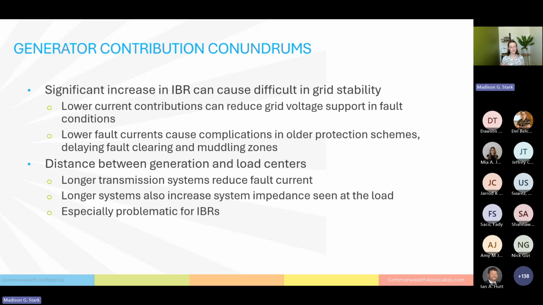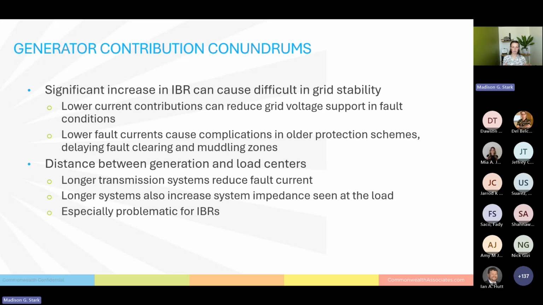So the introduction of inverter-based resources in the grid can cause some complications for this exact reason, where you have lower fault current contributions, which are reducing that grid voltage support in fault conditions. Because they're pushing less current, you don't have that current propping up the voltage in fault conditions that you see with the synchronous generation. Lower fault currents can also cause complications, like we talked about earlier, especially in older protection schemes. You have some plants or generators that have been around for a while, and their protection schemes are shaped around synchronous generation.